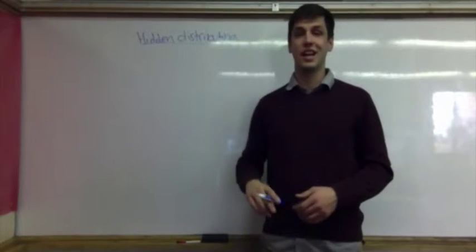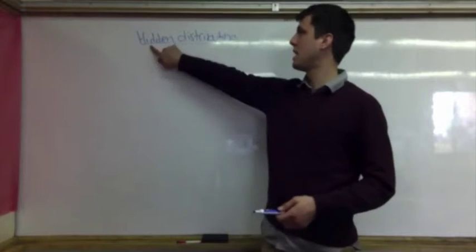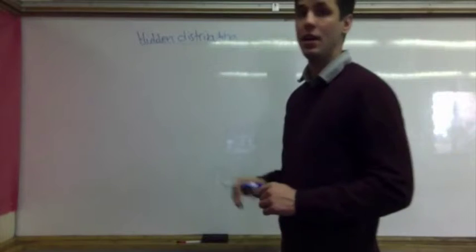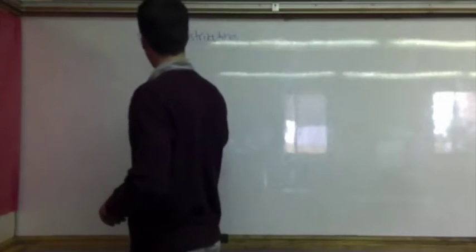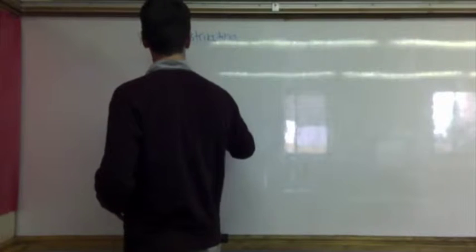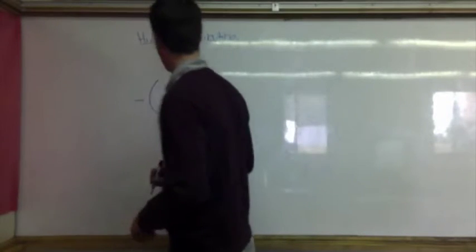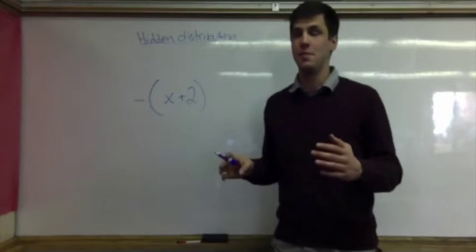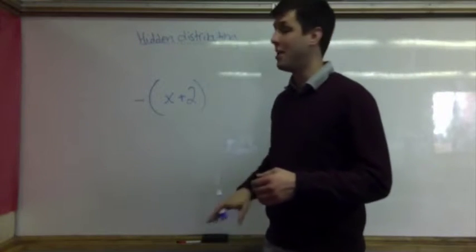All right, this section is on hidden distributing. Up top here, I've written hidden distributing if you can't read it. And what I mean is this. You have parentheses, which means something is being distributed. But all you have in front is a negative.